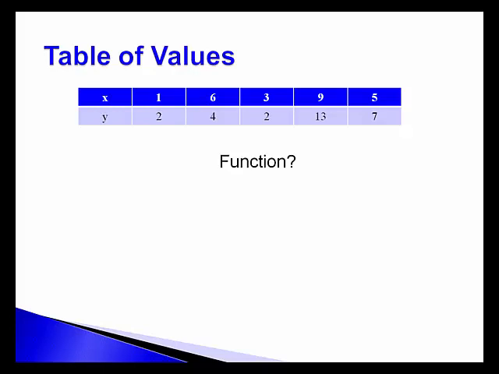So here we go. If I call out 6, you respond with 4. If I say 9, you would respond with 13. If I say 5, you say 7. If I say 1, you say 2. If I say 3, you say 2. Now I want you to notice, every time I called out a domain element, you knew exactly what to respond. The fact that you answered 2 twice is not an issue. It's only an issue if you don't know where to go every time I call out a domain element.